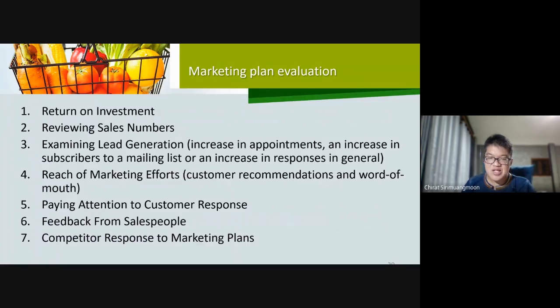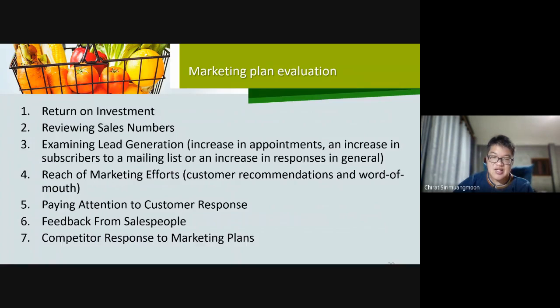The fifth one, pay attention to the consumer response, is very close to the fourth one, but in this case we focus mainly on the customer response. If they give some good results, that means this is a good plan. Then feedback from the salesperson. We talked, maybe last chapter or the last two chapters, about how the salesperson is the person who knows what the consumer wants. So you need to have a good relationship with them too.